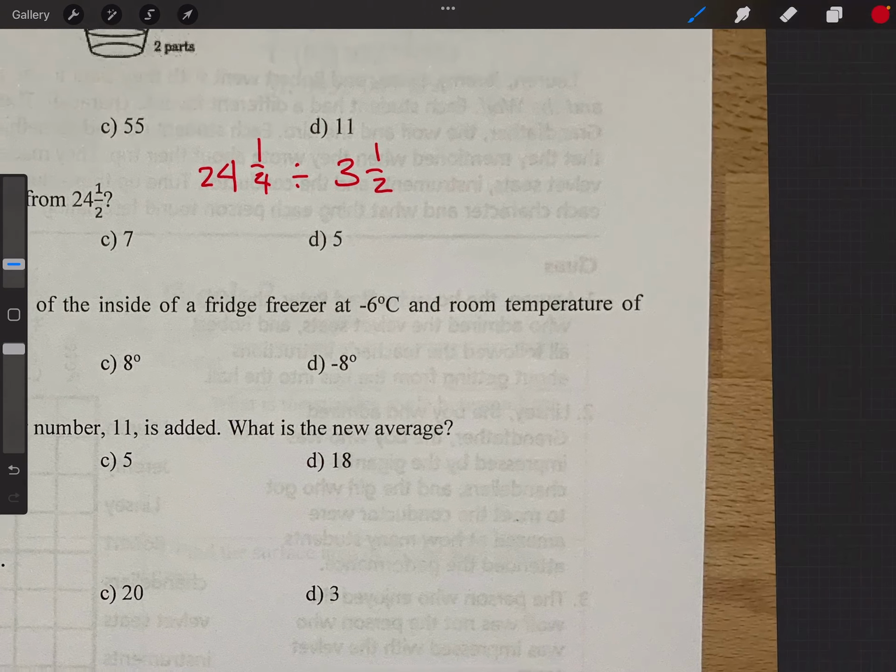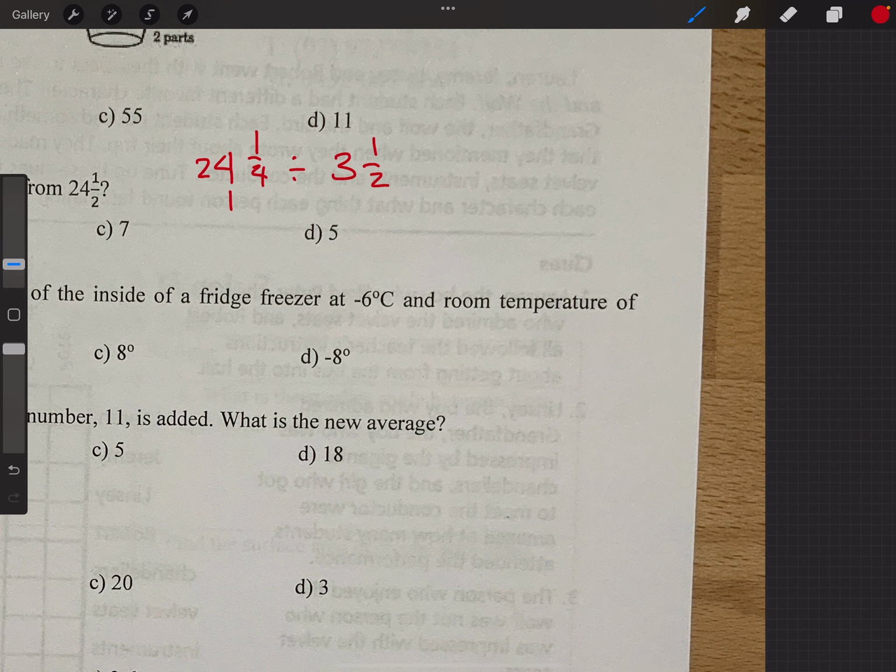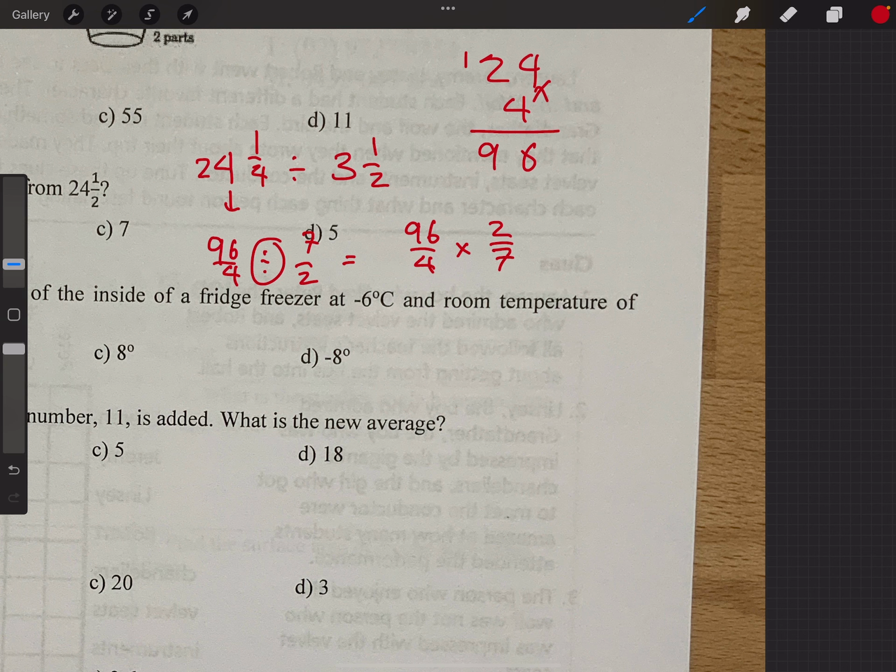3.5. To do this, we must change the improper fraction. This will be 24 times 4. What is 24 times 4? That's a big number. 96. This will be 96 over 4, divided by 7 over 2, which equals 96 over 4 times 2 over 7. When we do division, we flip the second fraction. So instead of 7 over 2, it becomes 2 over 7.